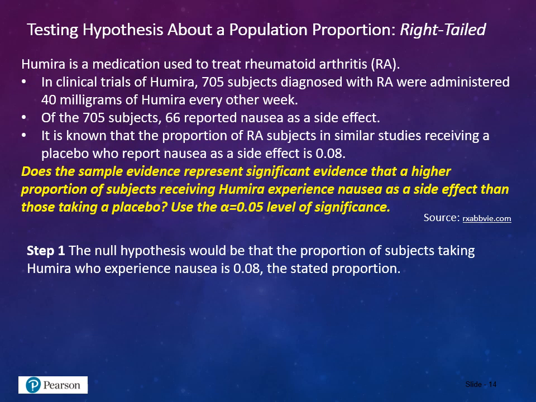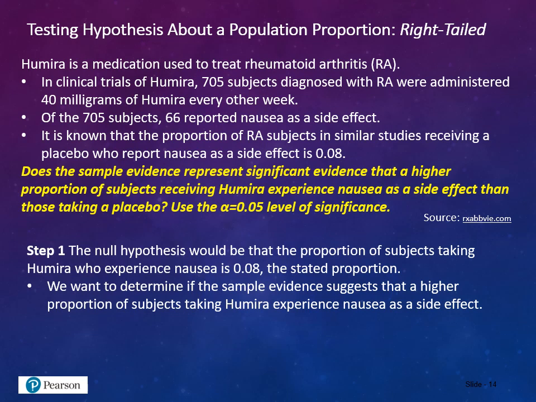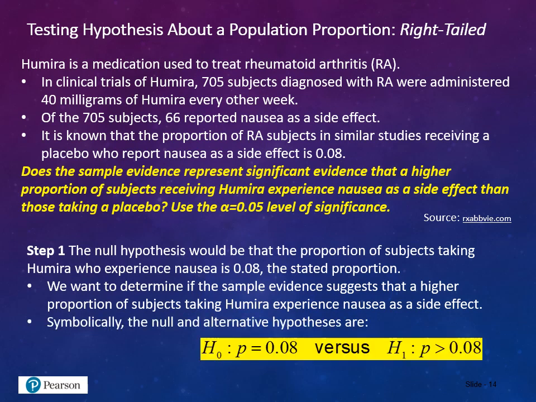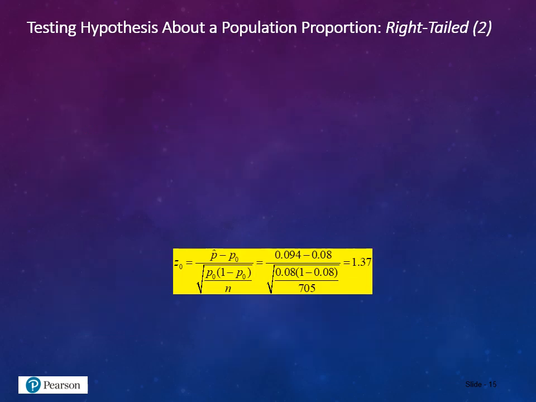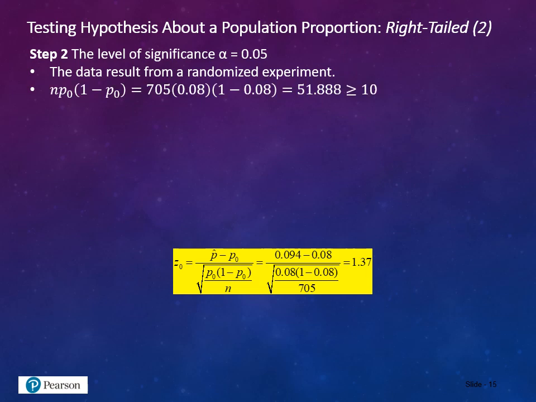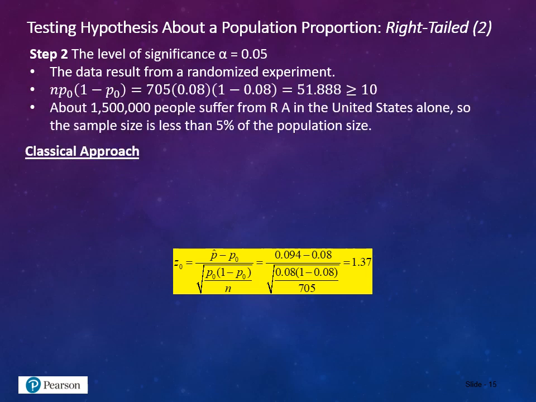The null hypothesis would be that the proportion of subjects taking Humira who experience nausea is 0.08, the stated proportion. We want to determine if the sample evidence suggests that a higher proportion of subjects taking Humira experience nausea. So then we would use the greater than symbol, right? So H null is that our proportion is 0.08, versus our alternative hypothesis that we believe the proportion of people actually taking Humira, 66 divided by 705, is higher than that given statistic, given parameter. The level of significance alpha equals 0.05. The data result from a random experiment. Here I've made sure that we can use these approaches, the normal approach.